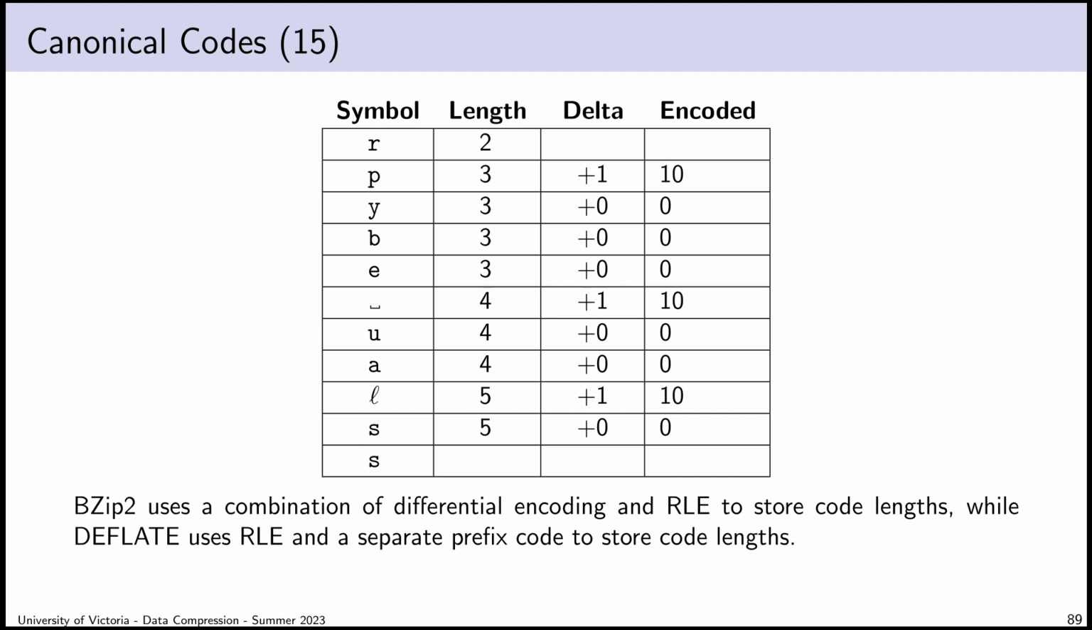And it turns out, bzip uses a combination of delta compression and RLE to store its code lengths. Deflate uses RLE because there are a lot of runs of the same length, runs of zeros or runs of other things. But it then uses a separate prefix code. And that sounds a bit weird. Why would it use a separate one? It's just as weird as it sounds. We'll talk about that more in the deflate lecture. I'll have quite a few things to say about that.